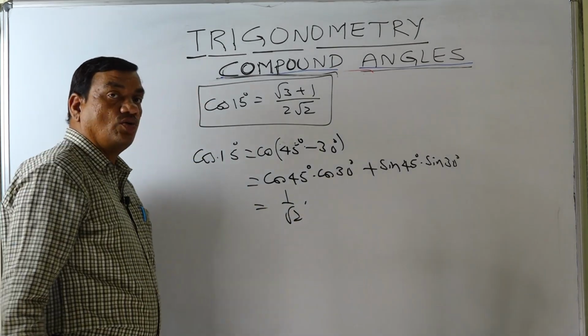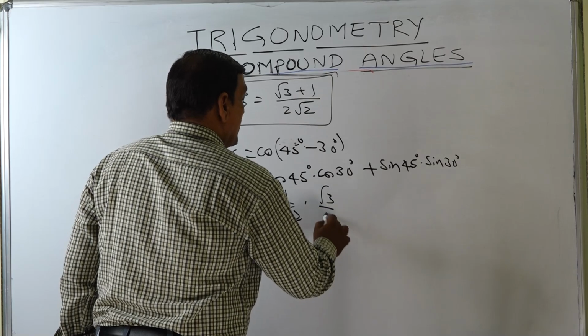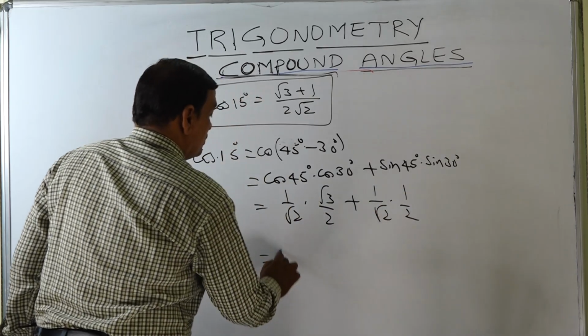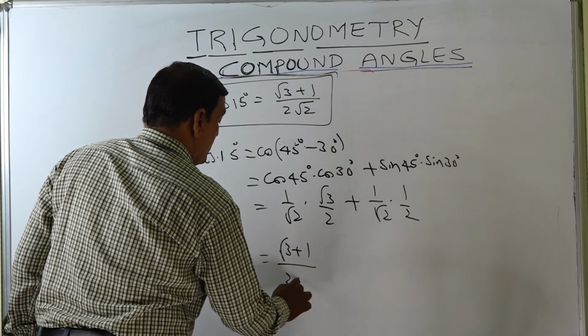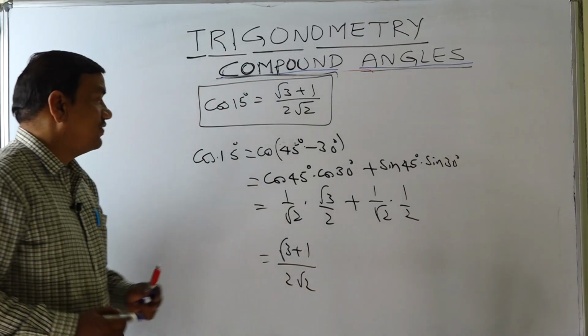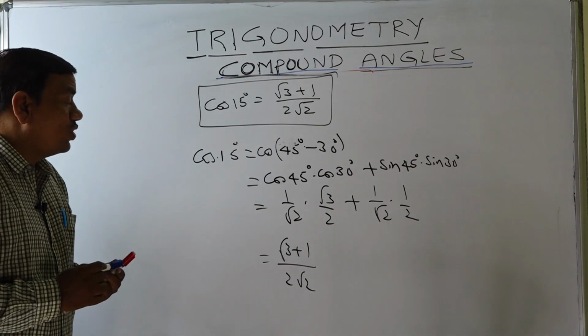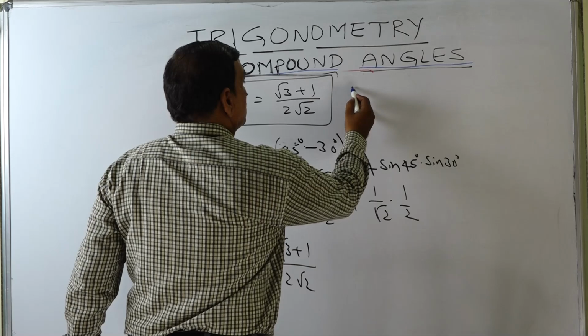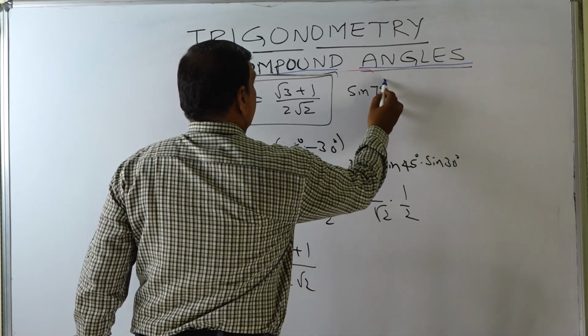cos 30 is equal to sin 60, value root 3 by 2. Sin 45 is 1 by root 2, sin 30 is 1 by 2. So this is equal to root 3 plus 1 by 2 root 2. Therefore cos 15 degrees is equal to root 3 plus 1 by 2 root 2. From this you can find out sin 75 degrees.